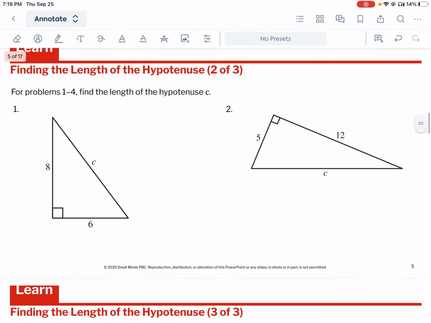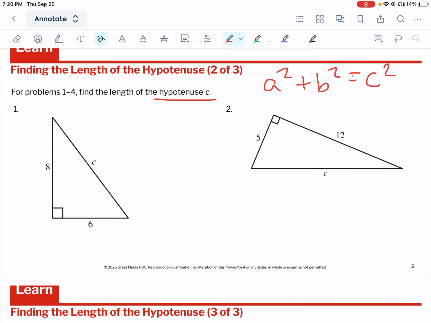Moving on. For problems 1 through 4, find the length of the hypotenuse. Underline that. Hypotenuse. Our hypotenuse is always C. That will never change. Ever, ever, ever. We already know our formula. Our formula is A squared plus B squared equals C squared. Write that formula every time you see something about hypotenuse, Pythagorean theorem, or right triangles, or whatever. Write that formula every single time.